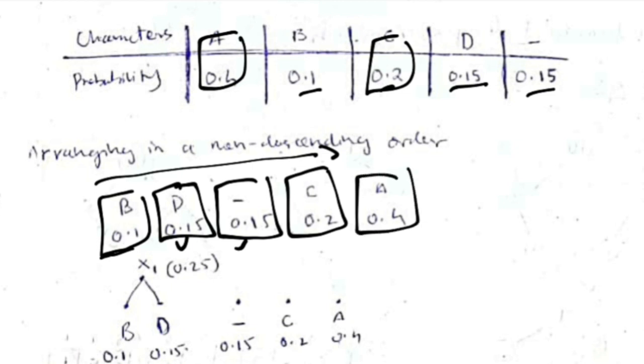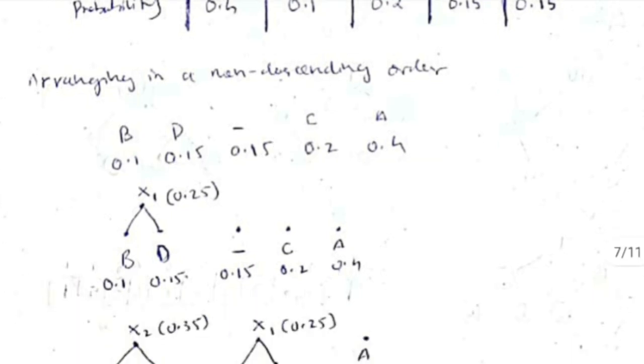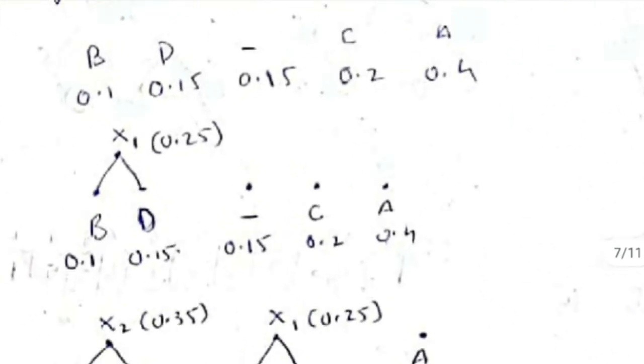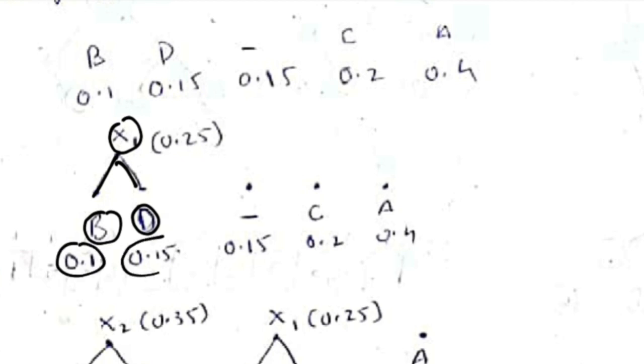After doing this, you have to select the least 2, which is B and D. Make a group out of it and add the values. See here, if I write B and D and make a group here as x1, then I'll get the sum as 0.1 plus 0.15, that is 0.25. Then we'll not be considering B and D, instead we'll be considering x1.